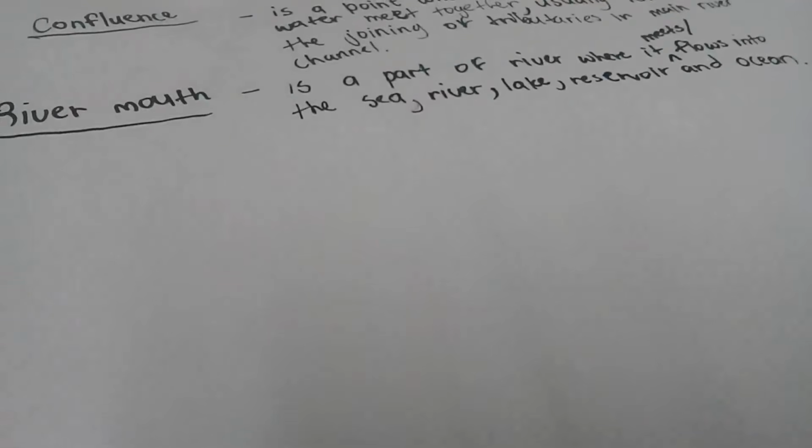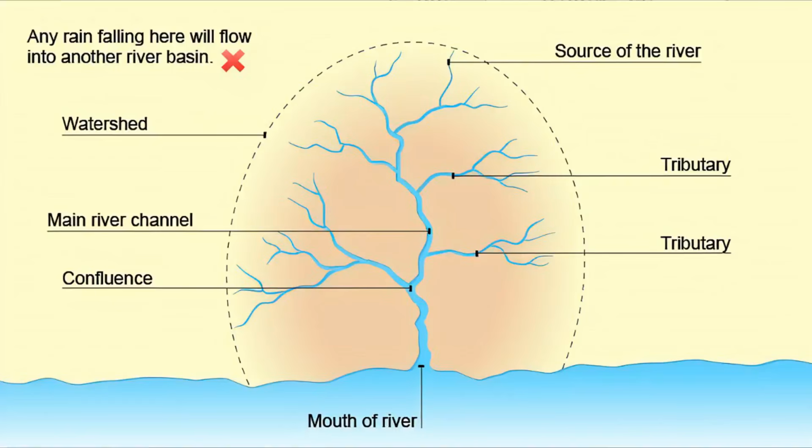Yes, so a river mouth is a part of a river where it meets or flows into the sea, river, lake, reservoir, and ocean. As you can see in the diagram, where the river mouth is, it's just right next to, or at the point where it meets the ocean. Yes, that's a river mouth. But it can also be a river, like one river meeting another river.